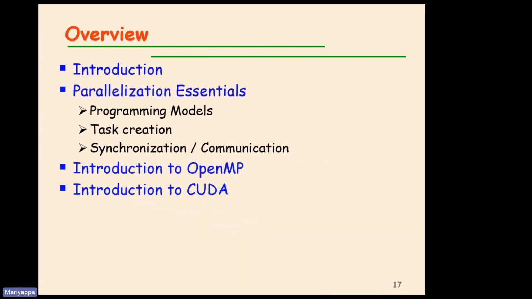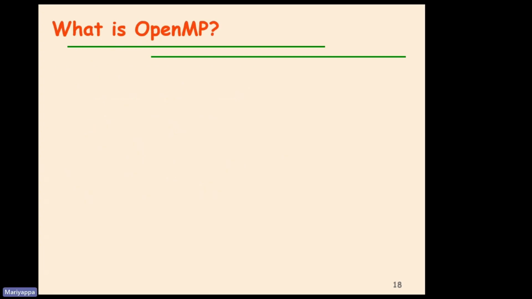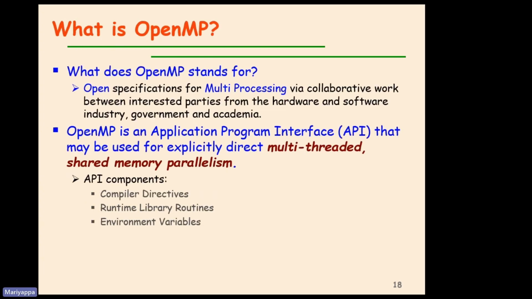Okay, so that's all about the parallelization essentials. We will see that some of these ideas actually come into play when we talk about OpenMP. I'll just skip all of these definitions about OpenMP. OpenMP is basically the open specification for multiprocessing, and supports the shared memory address space.